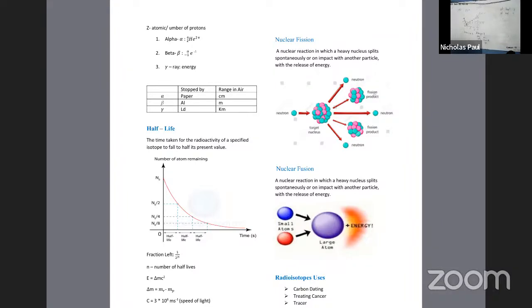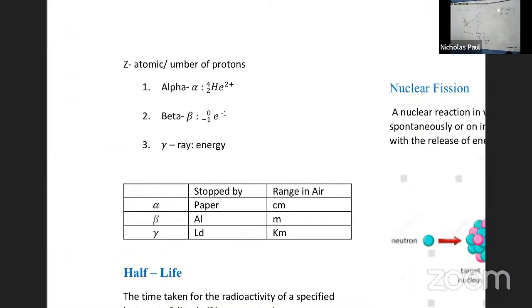Lastly, we decided to talk about radioactivity. We talked about alpha, beta, and gamma particles, and we described the properties of each one of them. I did not do a decay equation, so let's just do one real fast.